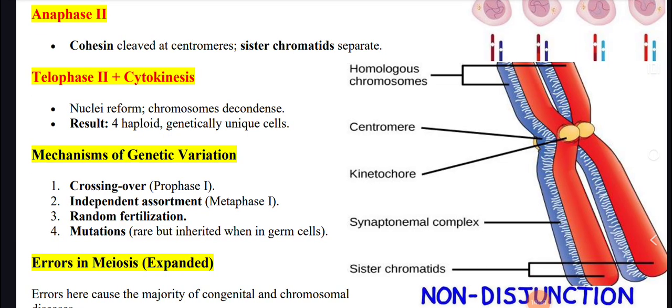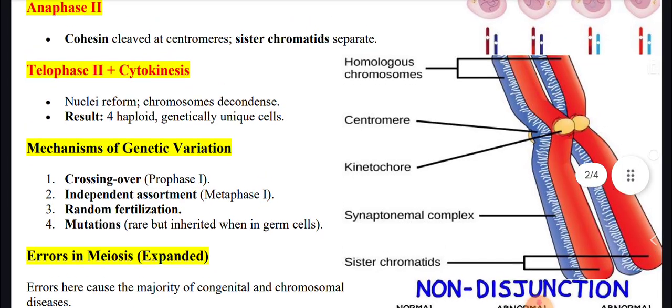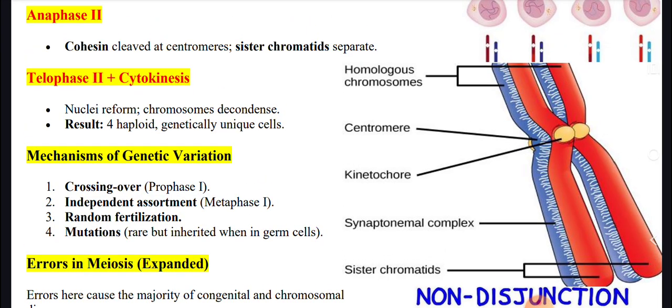Number 1, crossing over back in prophase I. The physical swapping. Right, where segments are physically swapped between homologous chromosomes, creating those novel recombinant chromosomes that are a mosaic of maternal and paternal DNA. And number two? Number two is independent assortment in metaphase I, that random alignment of homologous pairs. That's what generates those massive 8.4 million potential combinations just based on which way the pairs face. Okay, so crossing over and independent assortment are internal to meiosis. What about the other sources?